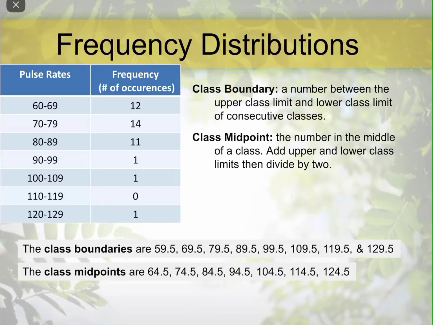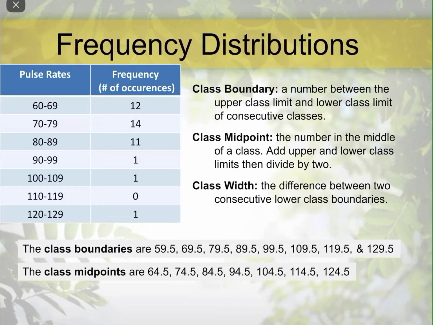And then finally is the class width. The class width is the difference between two consecutive lower class limits. So again, if we're still looking at the first two rows, that would be the difference between 70 and 60. So 70 minus 60 is 10. 80 minus 70 is also 10. 90 minus 80 is 10. So our class width is 10.